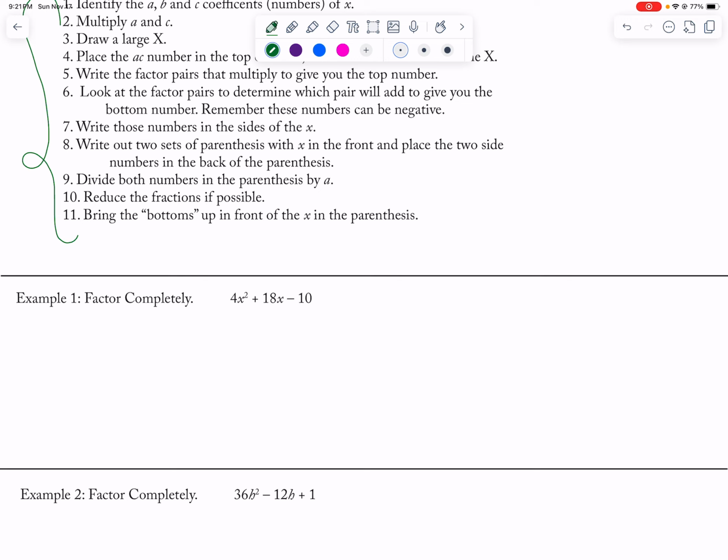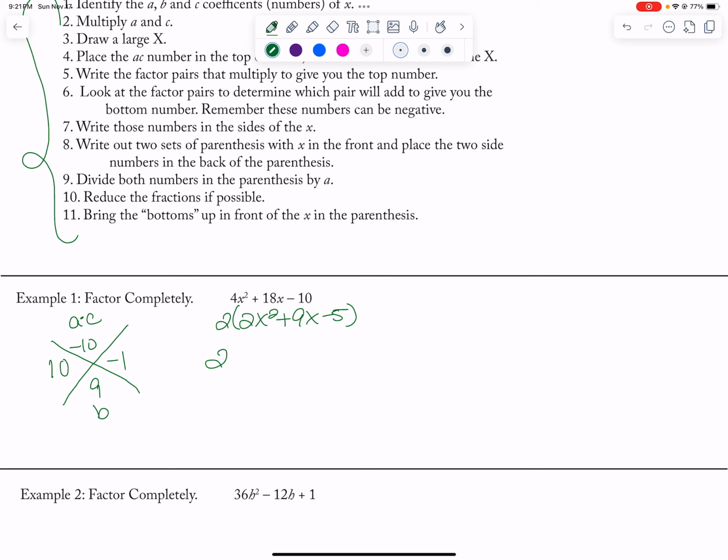Anytime you factor, you have to look for greatest common factor. So I can factor out a 2 to start off with, and I'm left with 2x squared plus 9x minus 5. And so now we're going to draw our x again, but we're going to take a and c and multiply them together and put it in the top and put the b in the bottom. So b is 9. A times c gives me negative 10. So two numbers that multiply to give me negative 10 that add to give me 9 would be positive 10 and a minus 1.